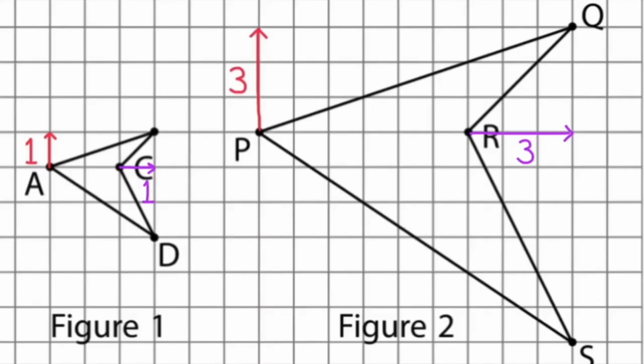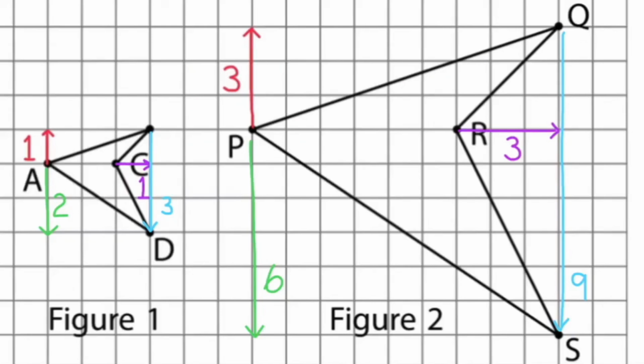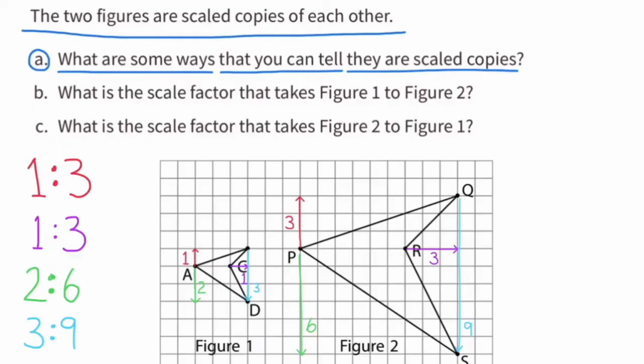Angles C and R are also corresponding angles, and the line I've drawn next to angle C is 1 unit, and the line that I've drawn next to angle R is 3 units. That's also a ratio of 1 to 3 units. You can see I've drawn a few more lines. One is 2 units long compared to 6 units long, and another is 3 units long compared to 9 units long. Their ratios are 2 to 6 and 3 to 9.